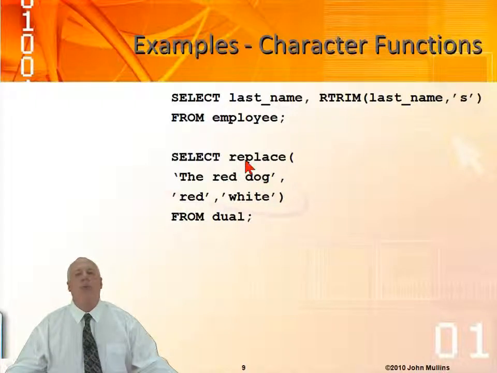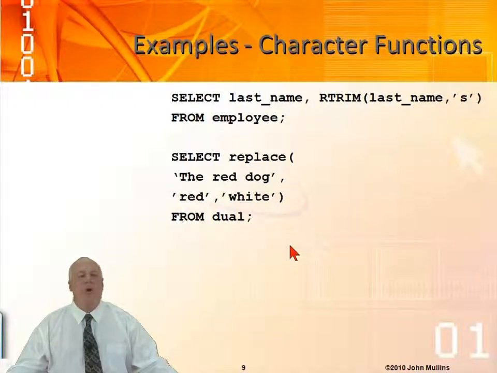Okay, notice what we're trying to replace here. We just have a hard-coded string, the red dog. What do we want to replace? In that string, we want to replace the substring red with white. So if we look at that, the end result will be the white dog. We started off with the red dog, and again, we're doing that from the DUAL table here.